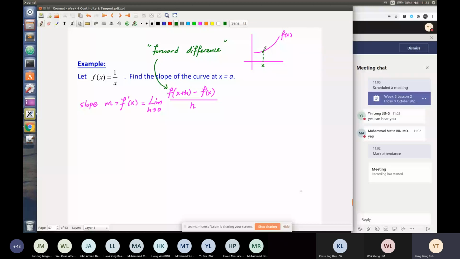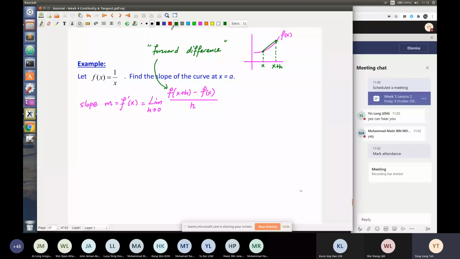So if I want to find the slope of the tangent here, what I do is I take the forward difference, which is I take this as the reference point, and then I move forward. So my secant line has one point at x, the other point at x plus h. Therefore, I take the difference in the function value, divided by the difference in the x value. So vertical divided by horizontal changes, I get the gradient.